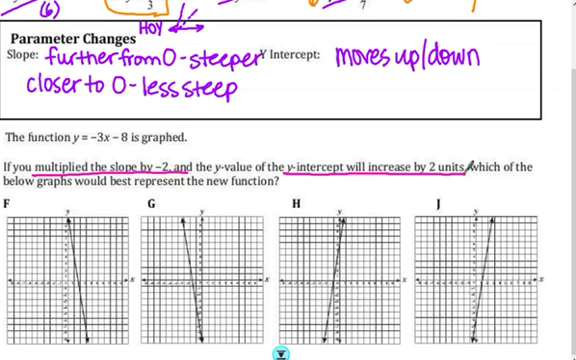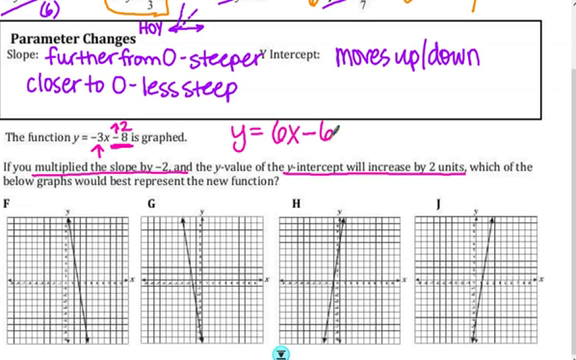Alright, so let's look at our slope. Now if I multiply this slope by -2, what will be my new slope? My current slope is -3 and I multiply it by -2, my new slope will be +6. Alright? And then if I'm sitting here at -8, I'm down here at -8 and I'm increasing by 2 units, that means I just want to move it up 2 units. Where will I be now? And hopefully you're saying -6.